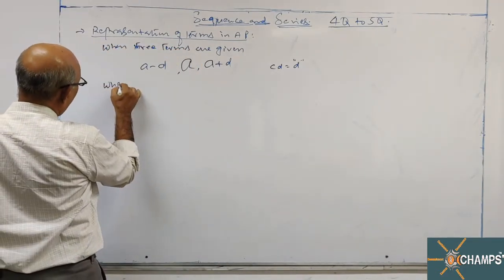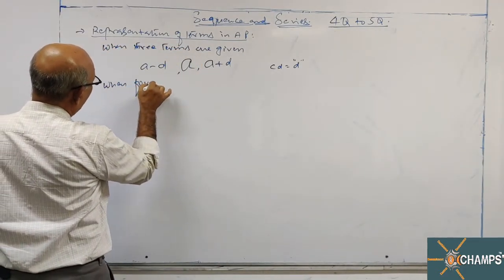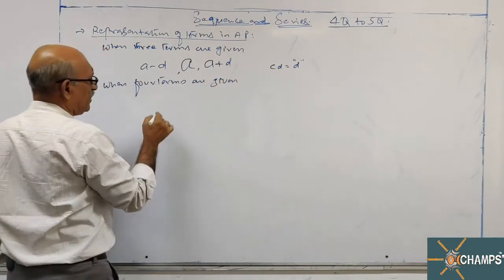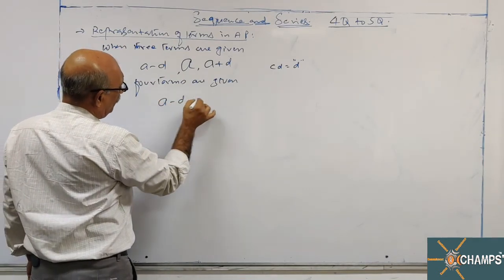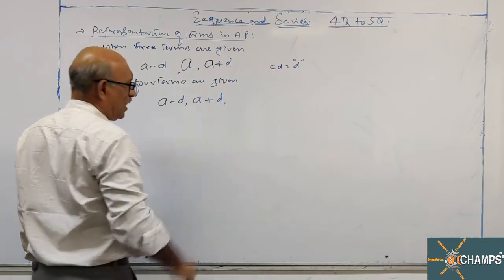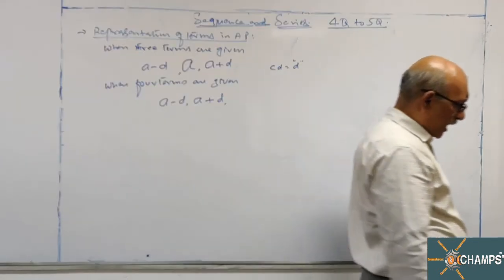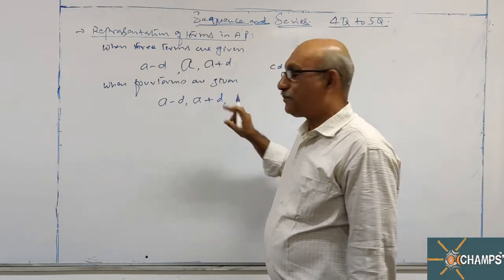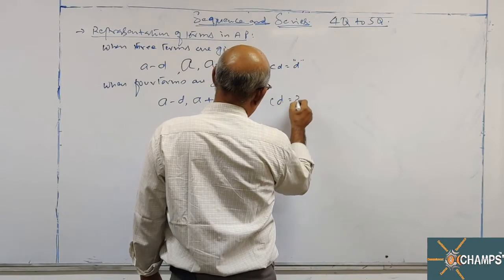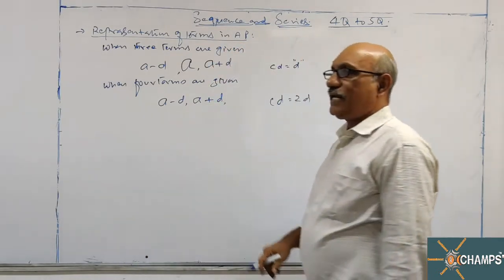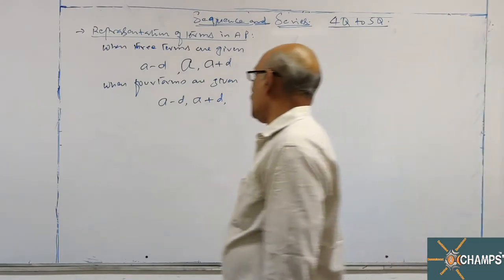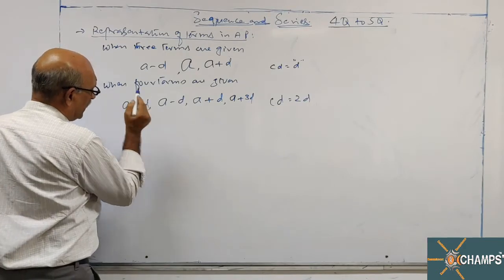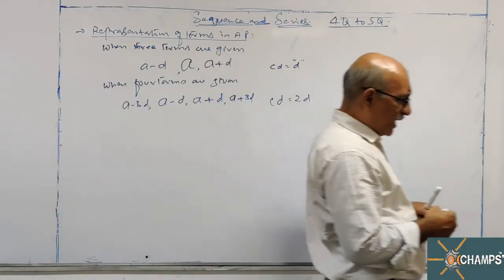When I want to represent 4 terms, when 4 terms are given, 4 is an even number. So for an even number of terms, we have 2 middle terms, and take the common difference as 2D. So this is A plus 3D, A minus 3D, A plus D, A minus D.